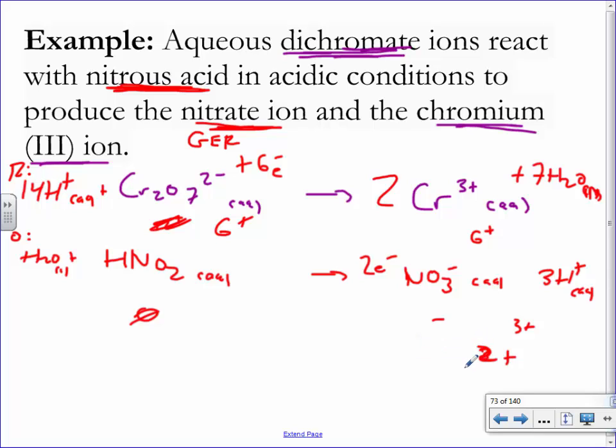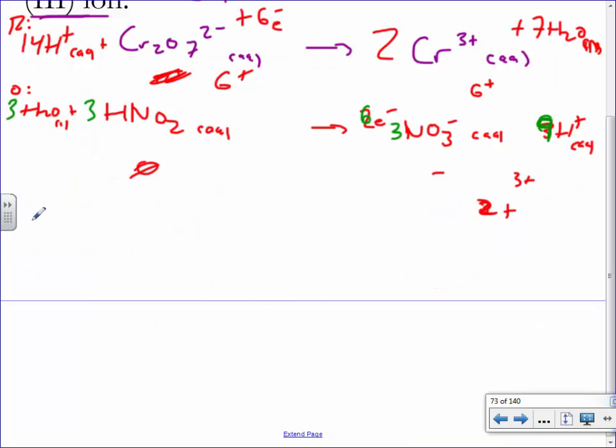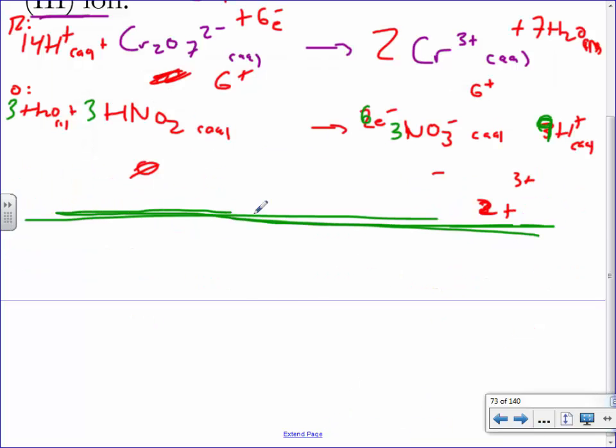Before I start Hess's lawing this thing, what needs to be equivalent? The charge, yeah, the electrons. See how this guy has 6 electrons right here? This reaction down here only has 2. So I need to take the whole bottom reaction and I need to triple it by putting a 3 here, a 3 here, a 6 here, a 3 here, and a 9 there. Now I'm ready to add it all up.